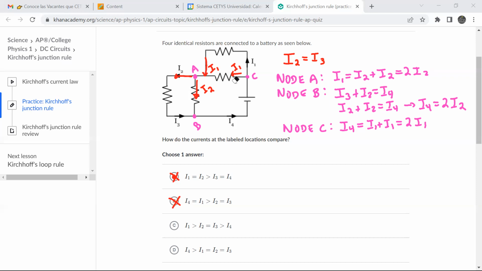This is correct in node A. Thank you, Alejandro. So we've got 2 I1s going in, and we've got 2 I2s going out. That's correct.